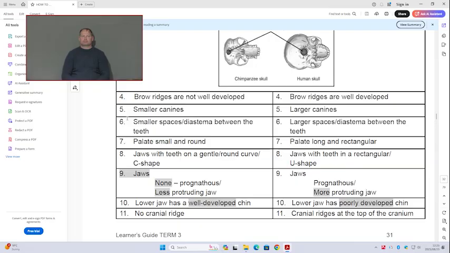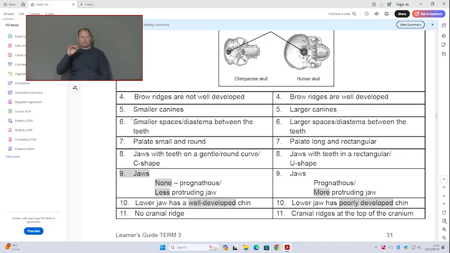Then number 5, smaller canines. We know what canines are, right? Those sharp teeth. So we say smaller canines for us, and for other primates they have larger canines, not big canines, large canines. And here you are not going to say small teeth, large teeth. You must be specific. Which teeth are we focusing on? We are focusing on the canines.